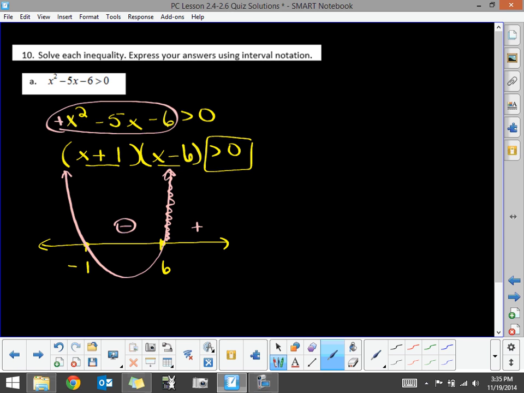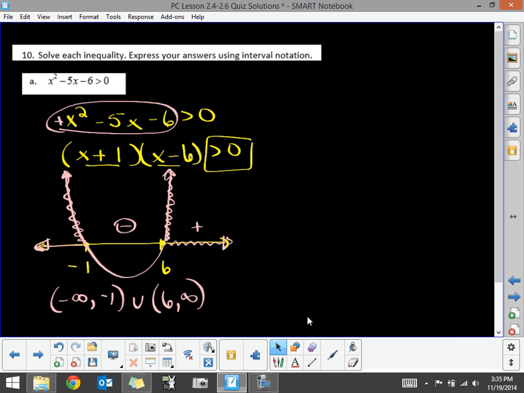All the outputs are greater than 0 for every input greater than 6, and our outputs are also positive anytime we have an input that is less than -1. So any number from negative infinity to -1, union 6 to infinity, should give us positive outputs. Now when we have a quadratic, that's probably what I would do. I'd graph that parabola, either smiling or frowning.